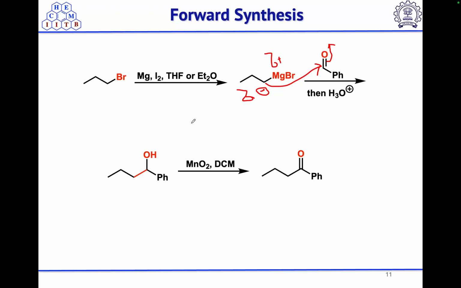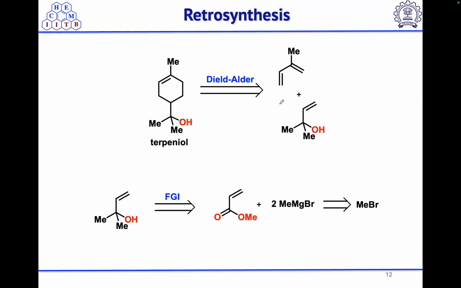Okay, so I guess you have got some idea how you can prepare Grignard reagents in the laboratory. Sometimes some Grignard reagents are not available commercially, so at that time you have to prepare them on your own. Okay, and if you know clearly how you can make them, then the job is done for you. Yeah, so now come to the next retrosynthesis.